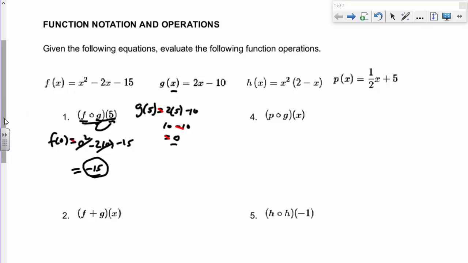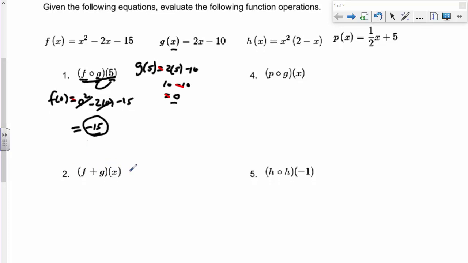Alright, let's scroll down to number 2. What this basically equates to is f of x plus g of x. So we're just going to add these two functions together. So here's f of x, so let's just write it out. x squared minus 2x minus 15. And we're going to add g of x, which is up here. g of x is 2x minus 10.